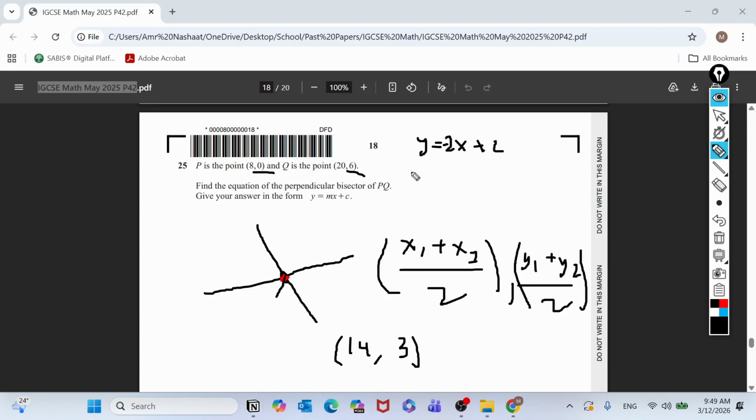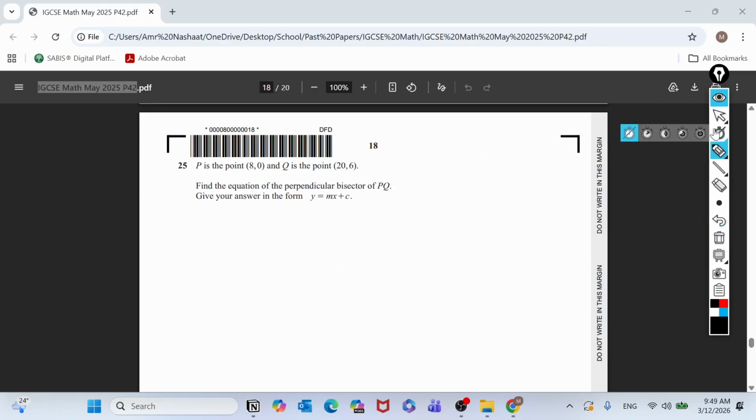So we plug it in. So y is 3 equals negative 2 times 14 plus c. Shift solve, you get c equals 31. So the final formula is going to be y equals negative 2x plus 31. Okay?